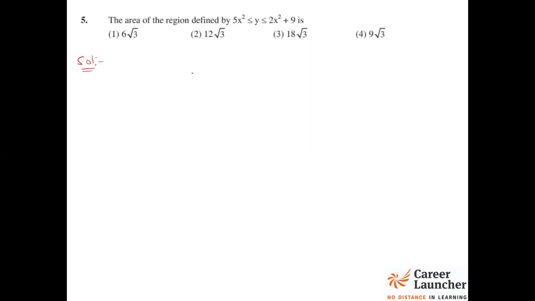The area of the region defined by 5x square less than or equal to y less than or equal to 2x square plus 9. Now try to plot both these graphs. What do these graphs denote? y is equal to x square will be a parabola opening upwards. So y is equal to 5x square will be more towards the y-axis.